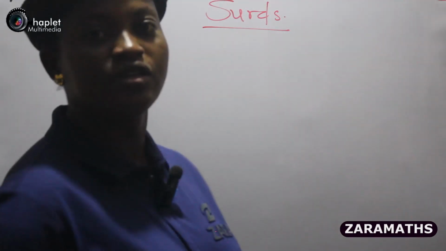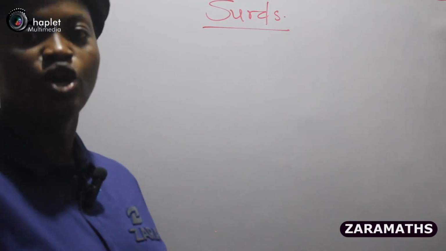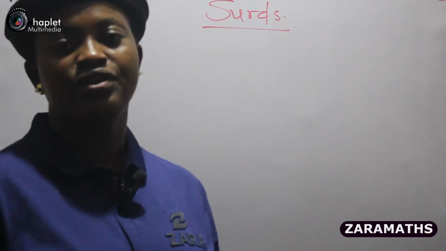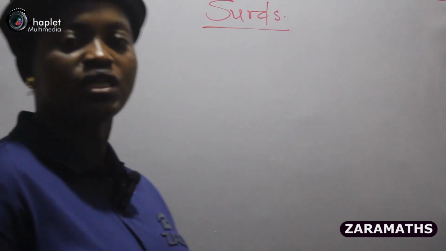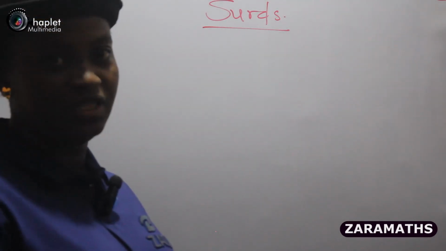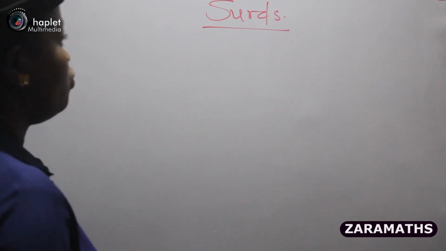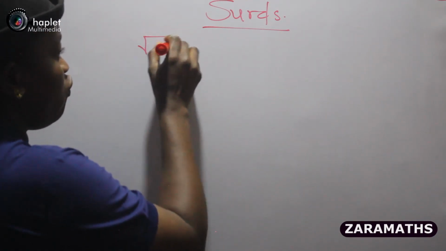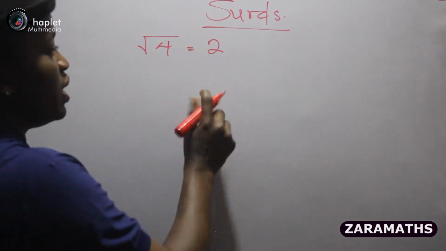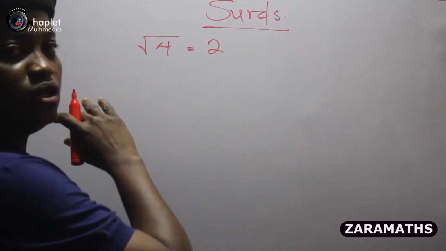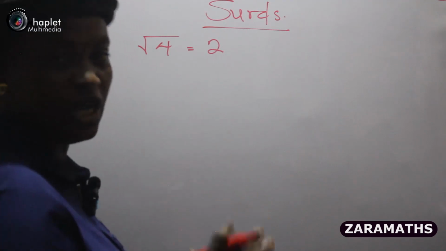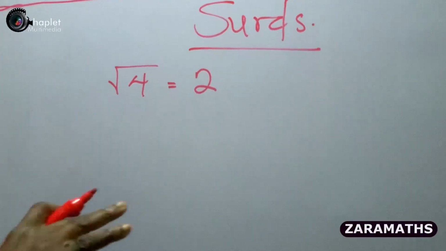What are surds? Surds are numbers whose square roots are irrational numbers. Irrational numbers are numbers that are indefinite. For example, the square root of 4 is 2. This is a rational number, so it is just an integer or a simple fraction. So those are rational numbers.